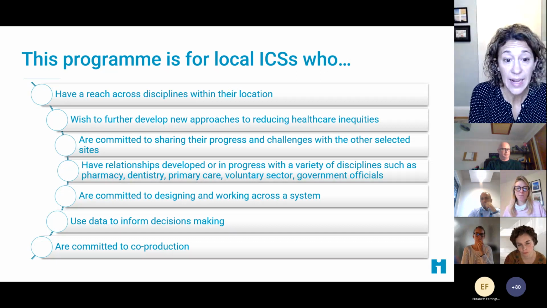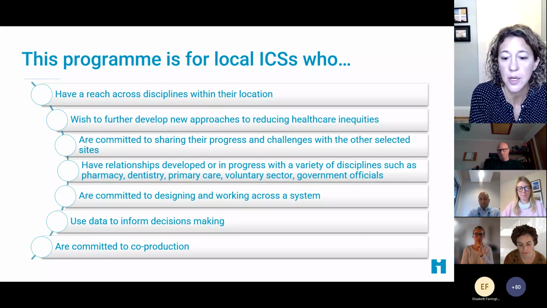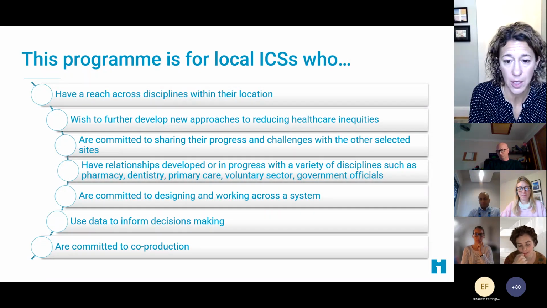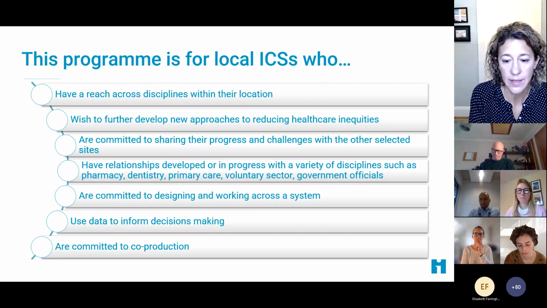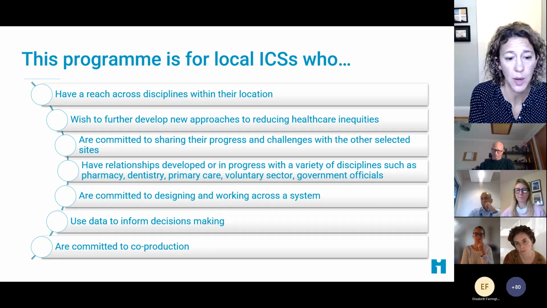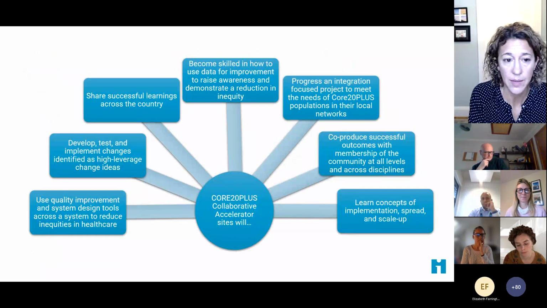We're looking for places that have relationships developed or in progress with a variety of disciplines, and we want to emphasize that. You don't have to have everything fully set, but we want to see the real will and desire to reach across pharmacy or dentistry, primary care, the voluntary sector, and any reach you may have with government officials. These are all things we're really interested in learning about as you consider if this is right for you. What is probably core and underlying to everything is a commitment to designing and working across the system, really seeing what that full system is and thinking about that integration. Fundamental to that will be a strong commitment to co-production. We know none of this works the way we want it to, really reaching into the populations we want, both in the plus populations and in the core 20, without a really strong focus on co-production. That will be key to everything we're doing, and we look forward to hearing about that from you.